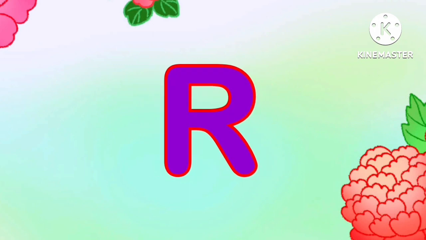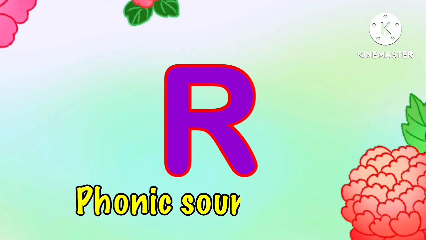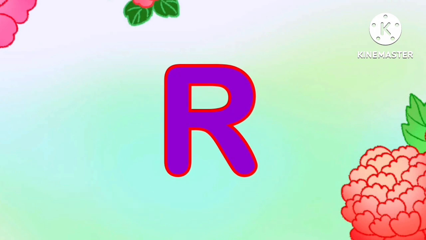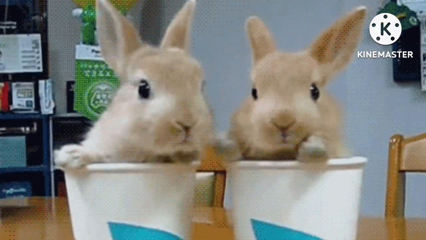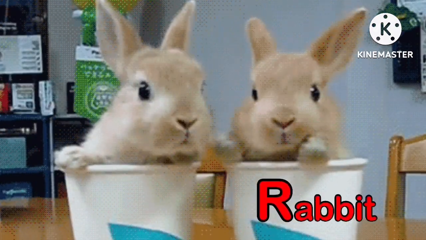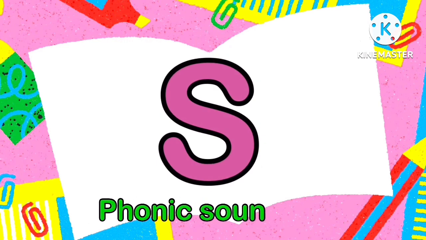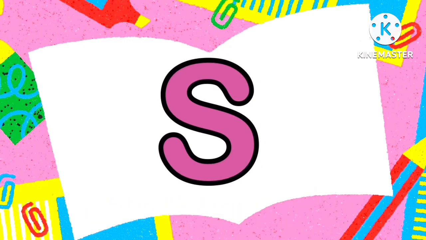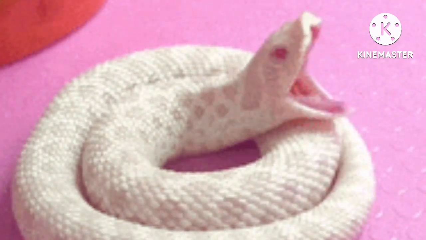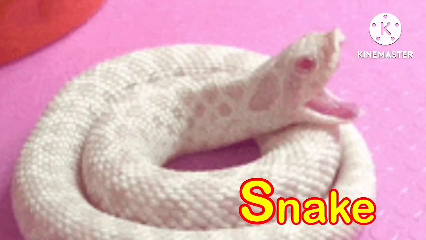This is the letter R. Phonic sound R. R for rabbit, R, R, rabbit. This is the letter S. Phonic sound S. S for snake, S, S, snake.